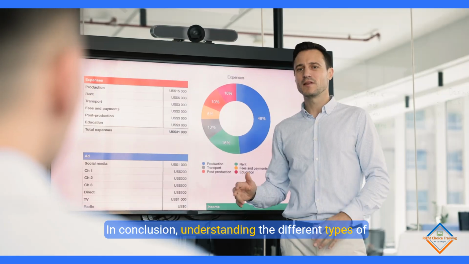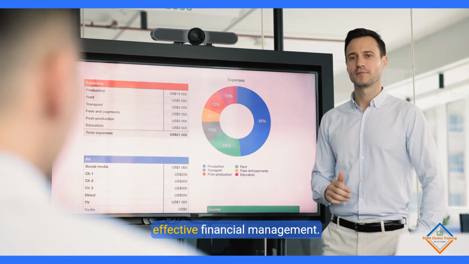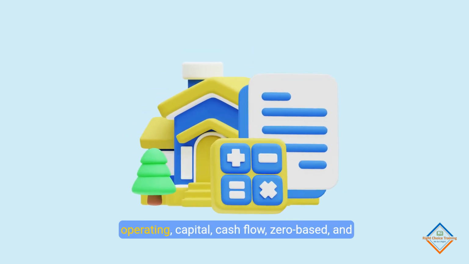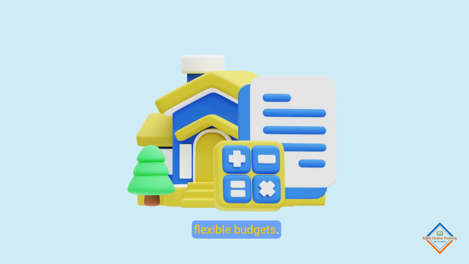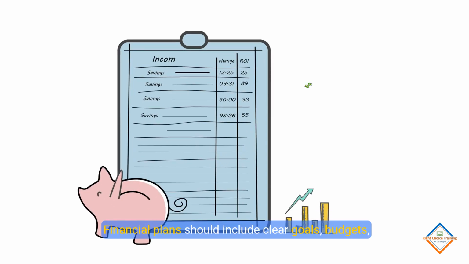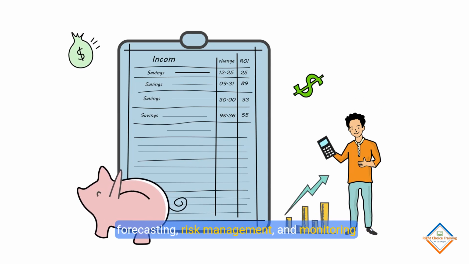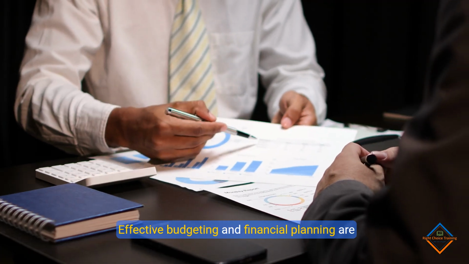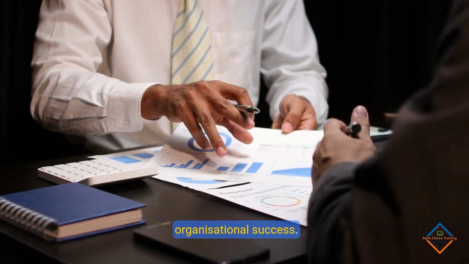In conclusion, understanding the different types of budgets and financial plans is crucial for effective financial management. There are various types of budgets, including operating, capital, cash flow, zero-based, and flexible budgets. Financial plans should include clear goals, budgets, forecasting, risk management, and monitoring processes. Effective budgeting and financial planning are essential for informed decision-making and organizational success.